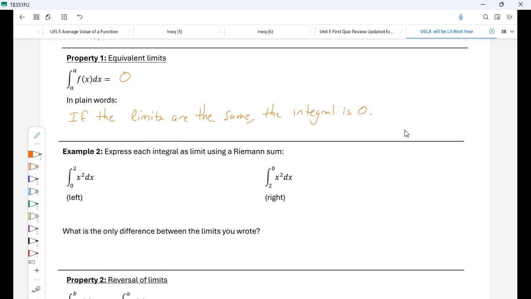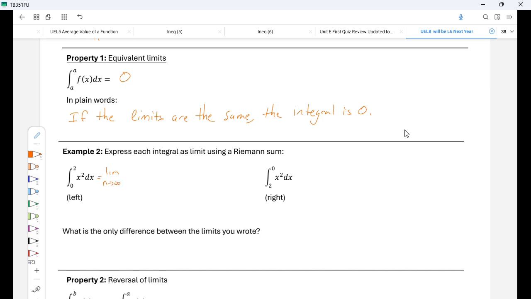Example 2. We have two integrals with the limits switched. The one on the left is from 0 to 2. We're going to write a left Riemann sum for that. The one on the right is from 2 to 0. We're going to make a right Riemann sum out of that, and we just want to see what the difference is here. This is going to kind of prove why the property is what it is.